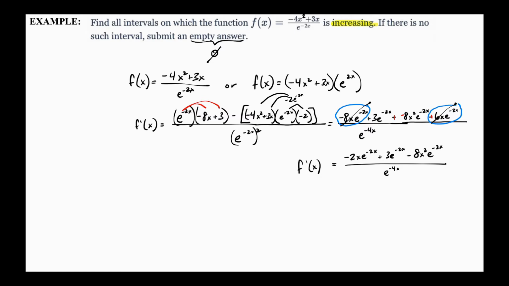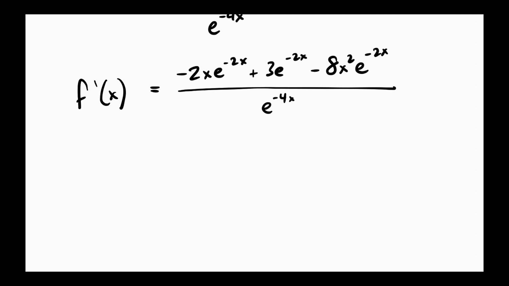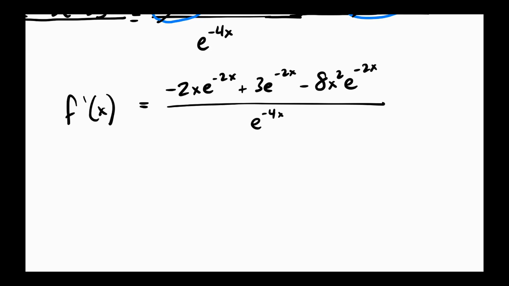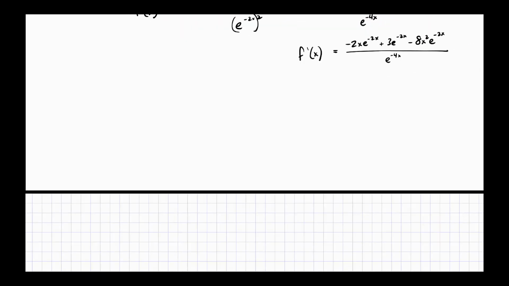Okay, so to find increasing, we have to do critical values, right? We have to find the critical values. So to find the critical values for this guy here, what do we have to do? Set it equal to 0, right? And more specifically, the top equal to 0 first, and then the bottom equal to 0. So let's do the top first.